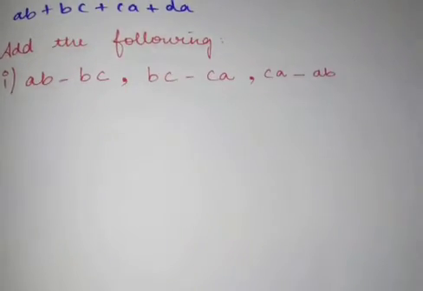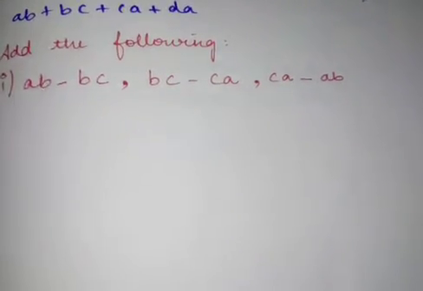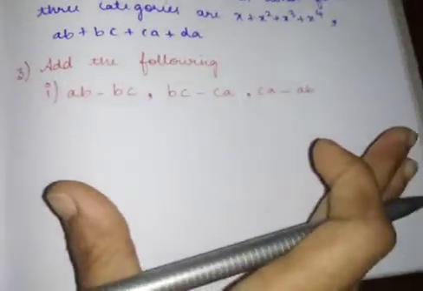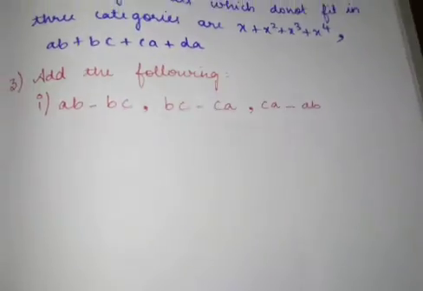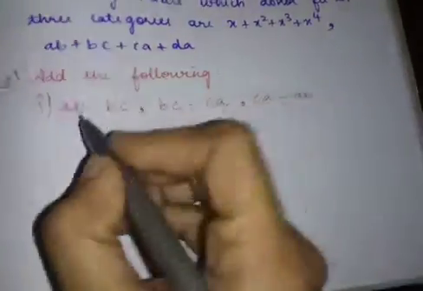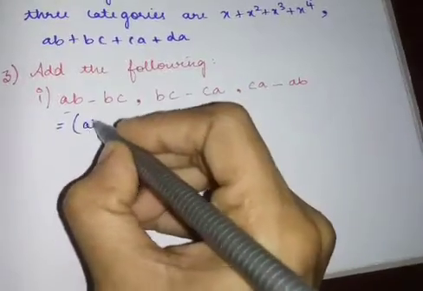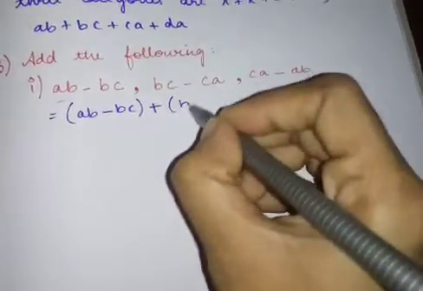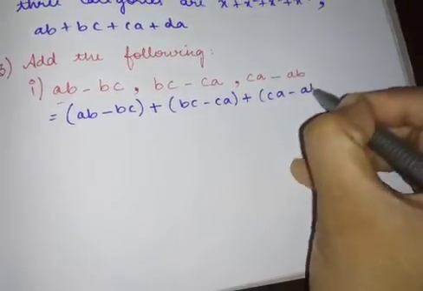You can do either of these, any one method you can do. In any two methods, you can use one method. Okay. This addition we have dealt with in the example problem, right? The same thing we are going to use here. Adding these three expressions now. Okay. First, for simplification, I am writing AB minus BC plus BC minus CA plus CA minus AB.